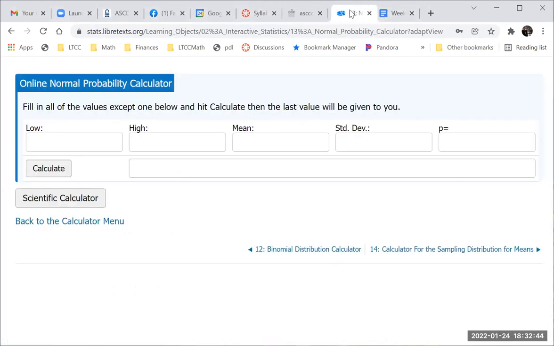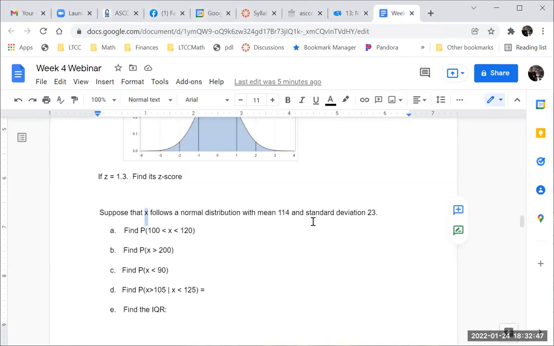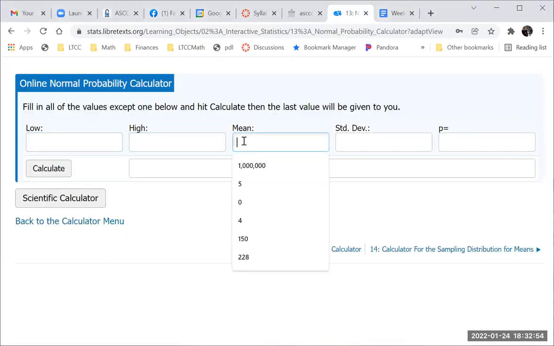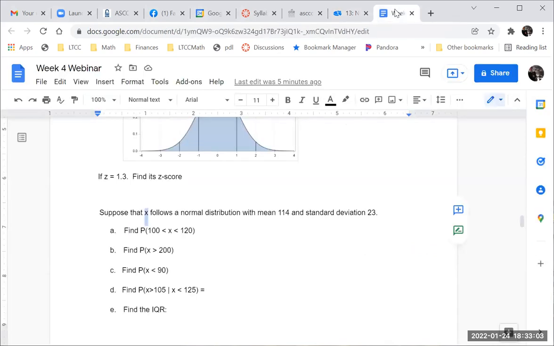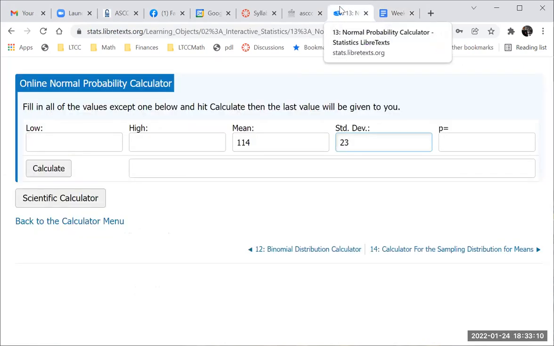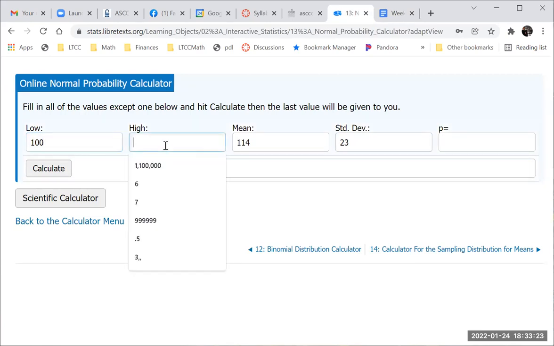Let's pop this over here. So first thing, the mean is 114 and the standard deviation is 23. Any questions so far? We want the probability that X is between 100 and 120. So where do I put 100? That's supposed to be easy. Yeah, that's the low. And where do I put 120? That's the high. And the P equals is the one I leave blank because I want the probability and I don't know it.